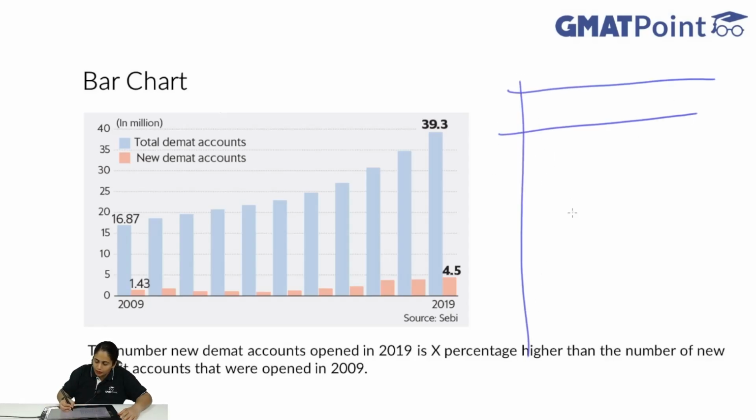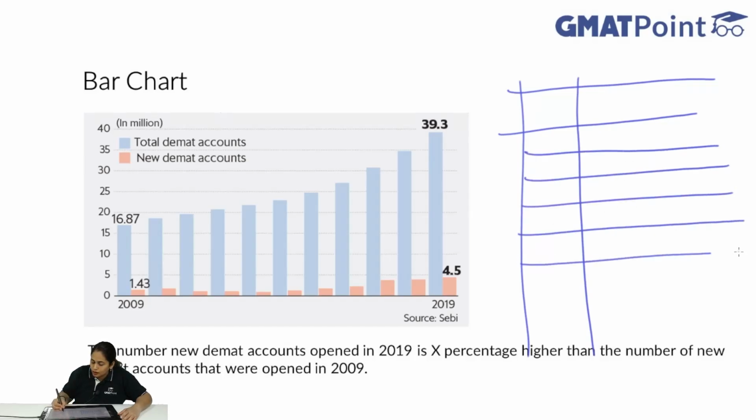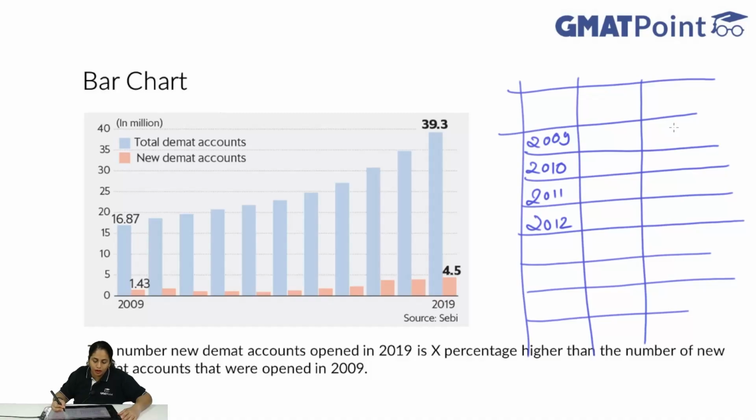If I was converting it into a table, it starts from the year 2009 and goes up to 2019. So this is 2009, 2010, 2011, 2012, and so on. I see two bars: the first is the total demat accounts and the second is the new demat accounts. How many total demat accounts were there in 2009? There were 16.87. How many new demat accounts were there? There were 1.43.